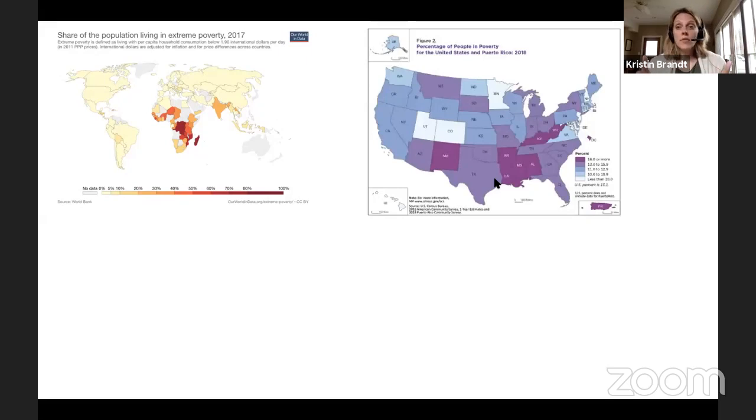Then I could look at it from a national scale. So now I'm going to look at the United States. If I look at the global scale, you're going to say the US doesn't look like anybody lives in poverty. However, if I look at the national scale, take a look at this. Now I'm looking at some areas where we do see some states that struggle with poverty.